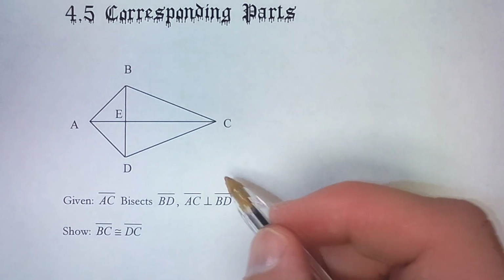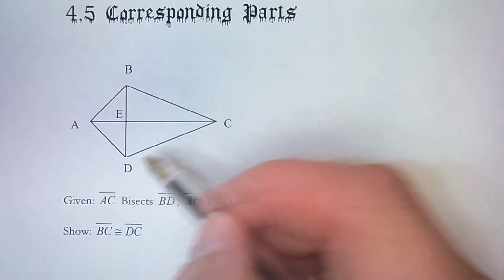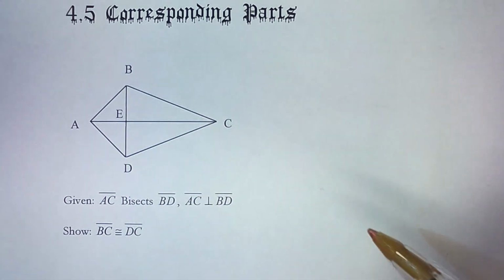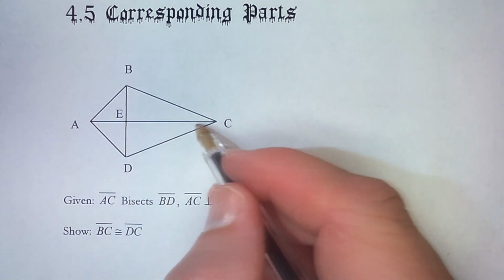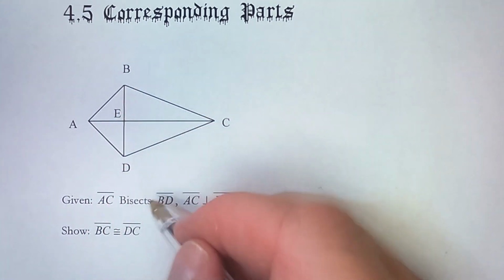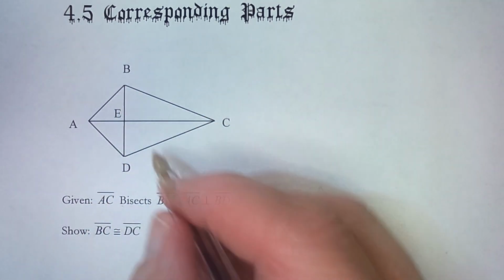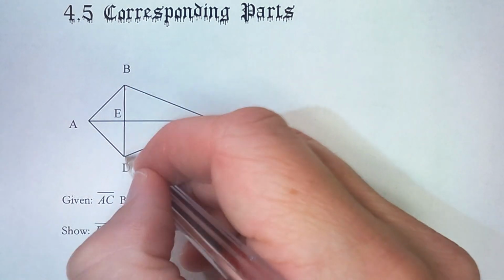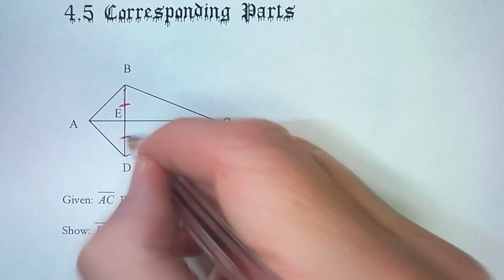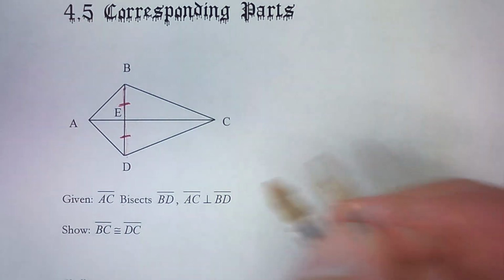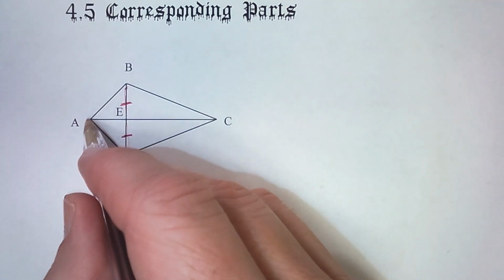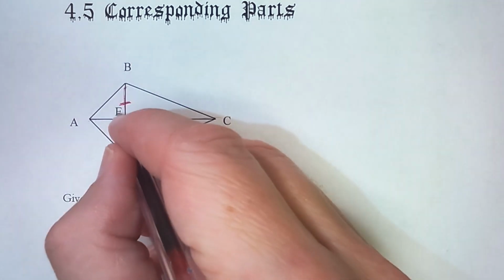Okay, so here we want to show that segment BC and DC are congruent. So what I know is that segment AC bisects segment BD. So it bisects BD. That means BD is cut in half. So BE and DE are congruent. I also know that AC and BD are perpendicular, so we have right angles in here.